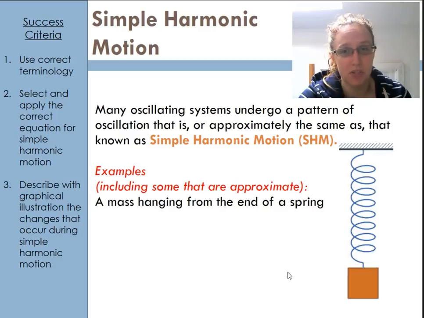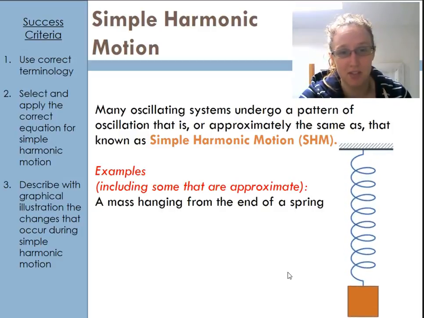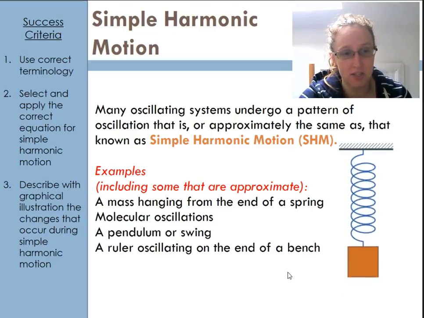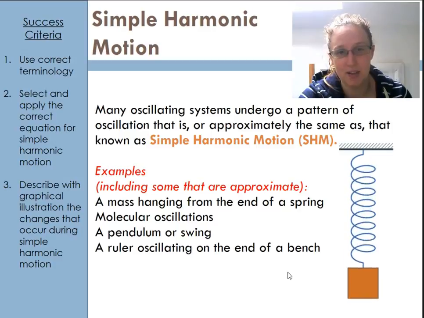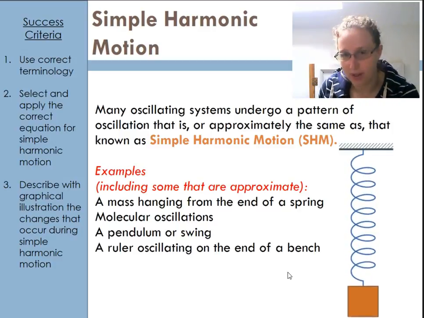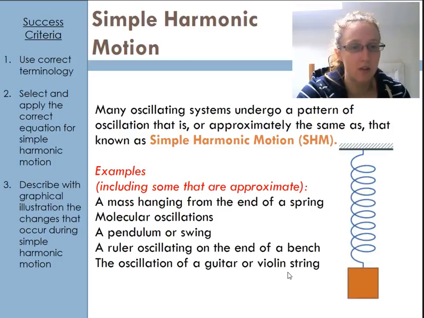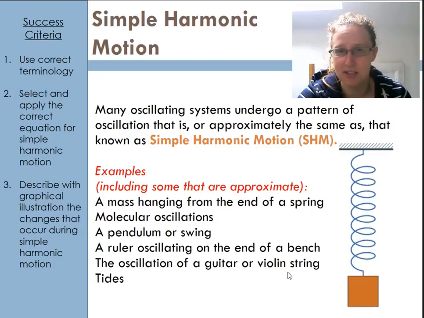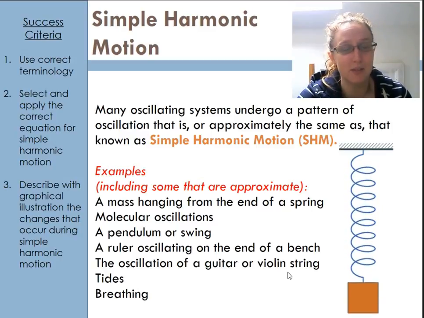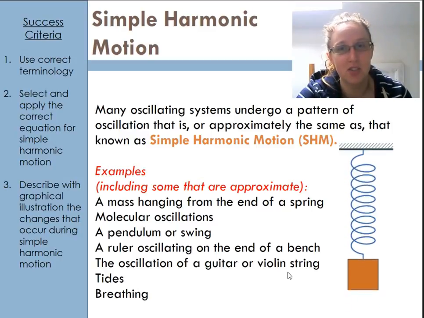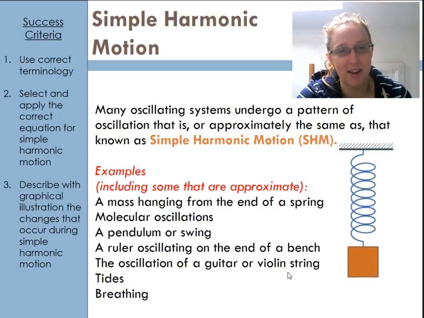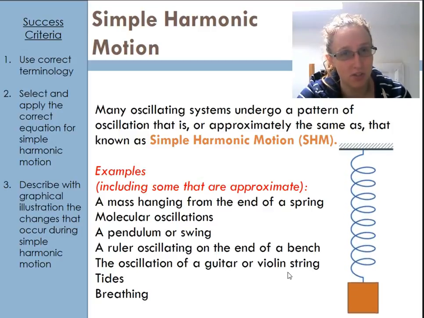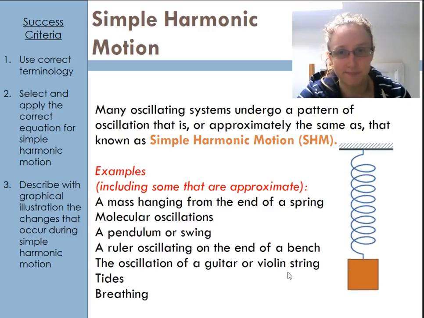Some examples, as I told you before: a mass on the end of a spring, a pendulum or a swing, molecular oscillations, a ruler oscillating at the end of the bench, you know, that obnoxious thing where you stick it over the bench and you go twang. Oscillations of guitar or violin strings, the tides as an approximation of SHM, even breathing is pretty close to simple harmonic motion. So simple harmonic motion is a very important and very common thing in nature, so it's something that we're going to study quite a lot.